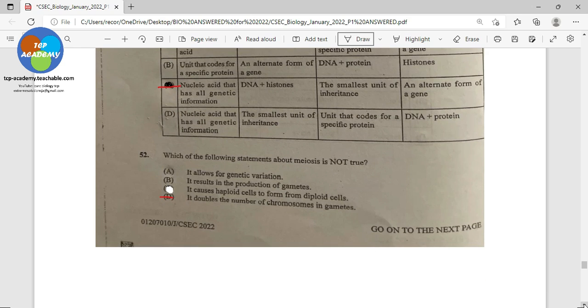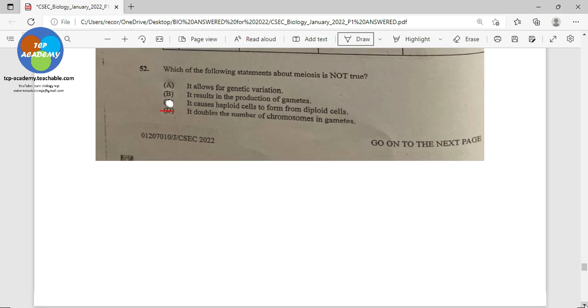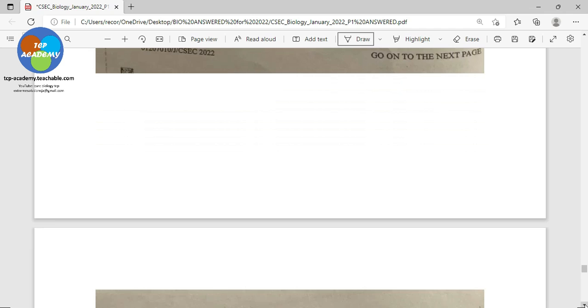We disagree with the answer for 52, which of the following statement about meiosis is not true. Answer supplied was C. We agree with answer D. It doubles the number of chromosomes in gametes. Remember, the question asked about not. All right? In no way are we discrediting the person who answered before. We actually salute that individual.